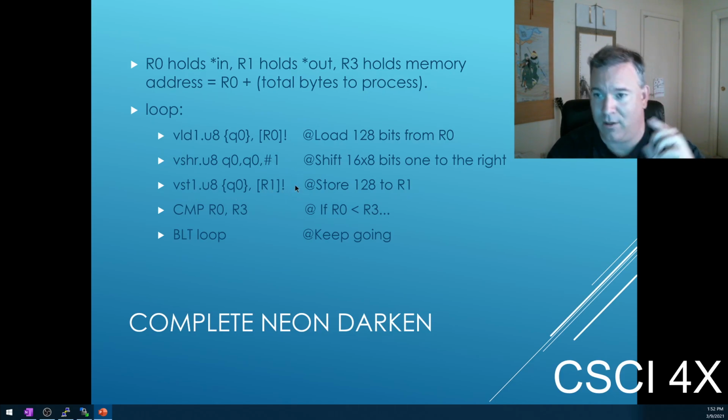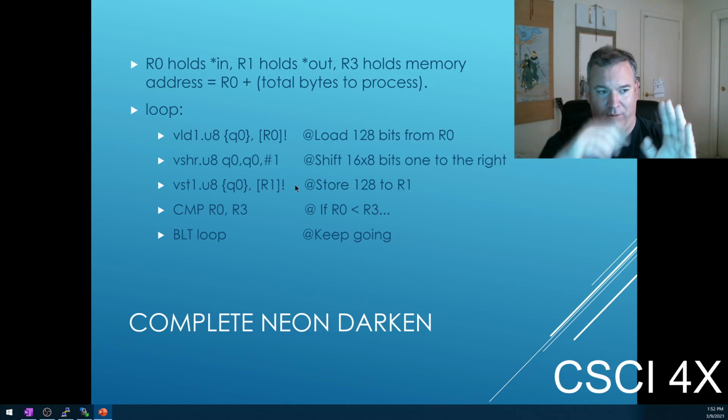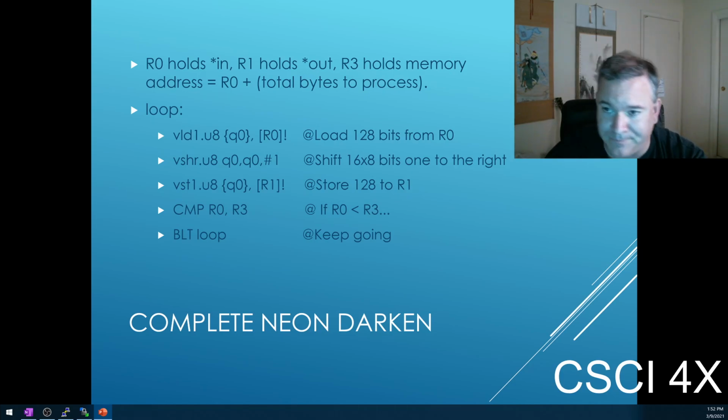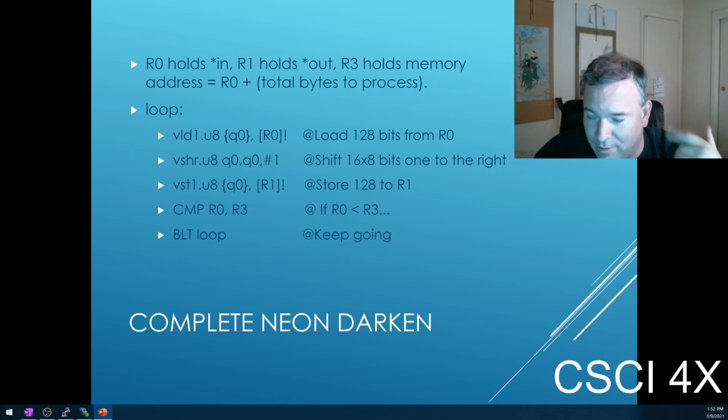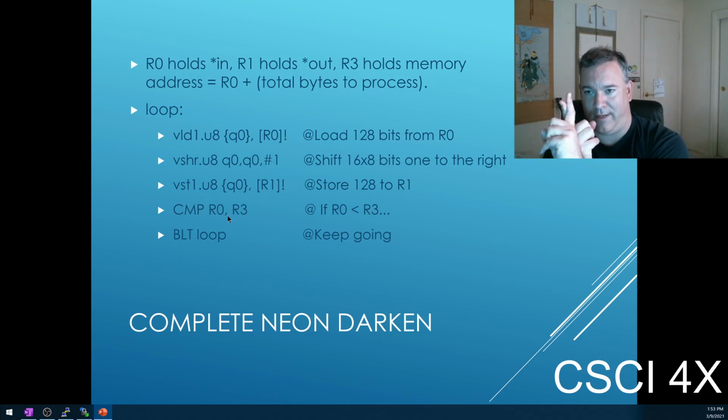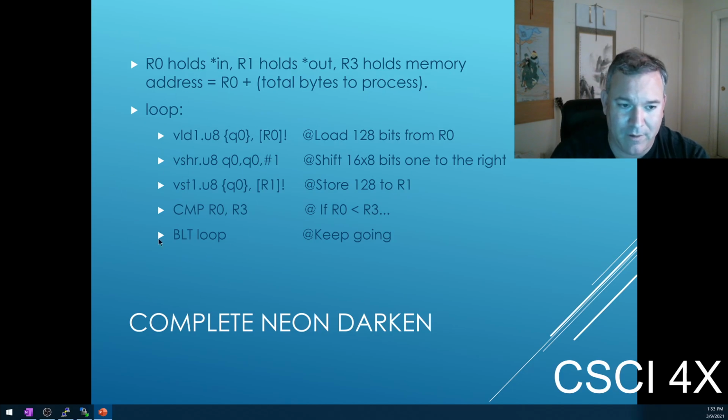So the exclamation mark means we've just written 128 bits into R1, and then the pointer for R1 moves to the right. So you don't have to have a separate addition or any of that stuff. This moves the pointer after you write to it. We then compare R0 and R3. Did we reach the end of the array? If we reach the end of the array, then we're done. Otherwise, we jump up to the top and do it again. So this is a very fast loop, and it will darken your image.